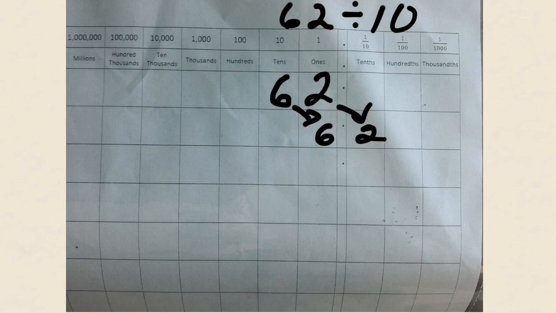Let's talk about, for the next one, take 62 and divide it by 1,000. The reason I'm doing that is I want to talk about these secret zeros a little more.